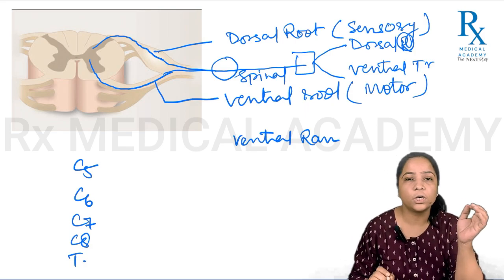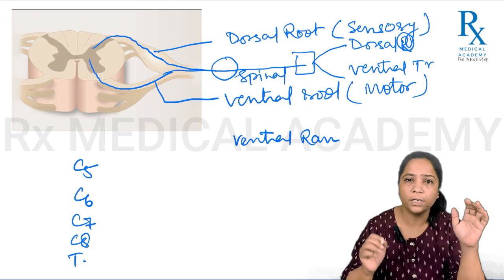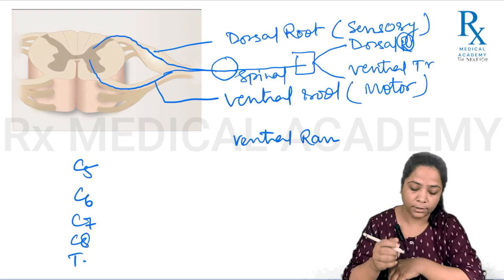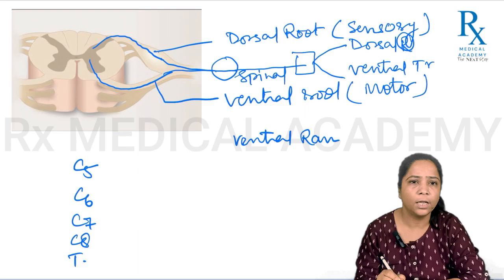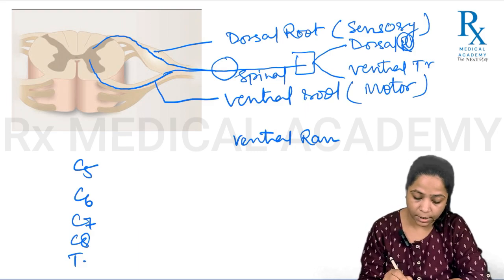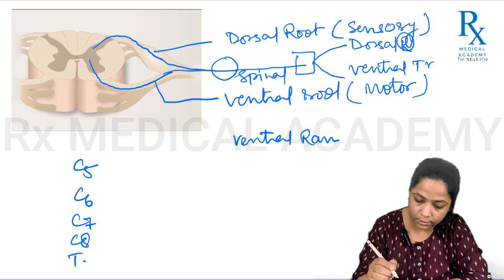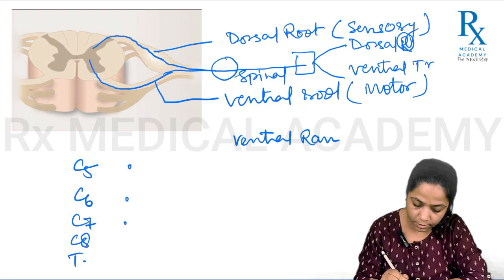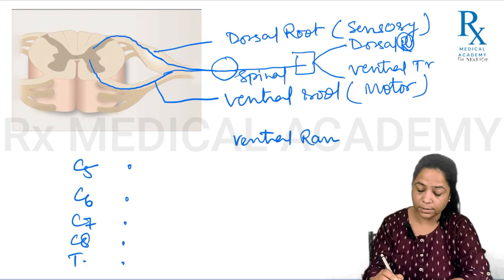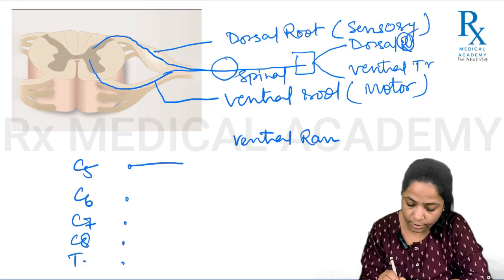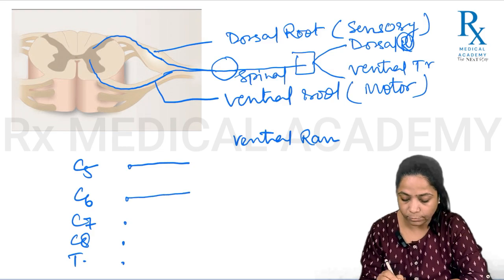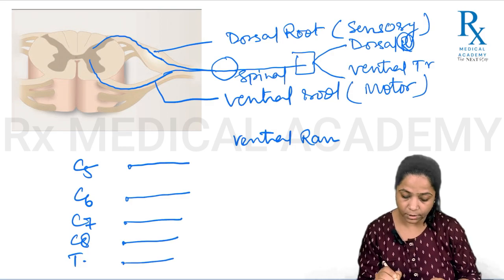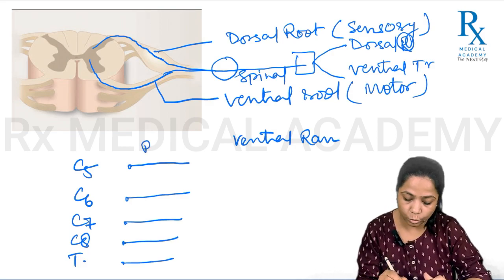Now we will see what the components of the brachial plexus are. Brachial plexus comprises roots; the roots unite to form trunks, then the trunks divide to form divisions, and finally cords and branches. These are the roots of the brachial plexus: the ventral primary ramus of C5, the ventral primary ramus of C6, then C7, C8 and T1.